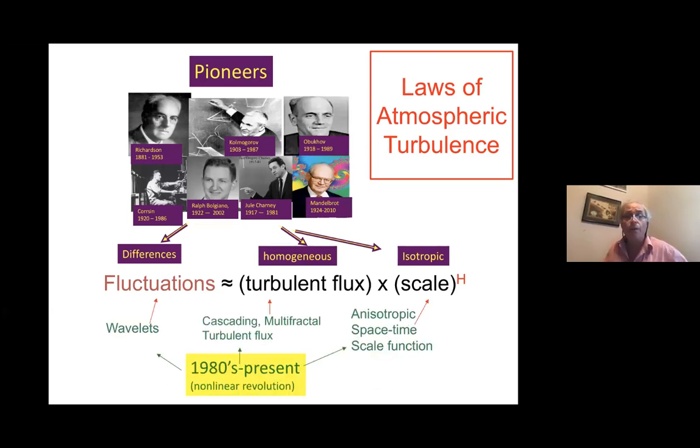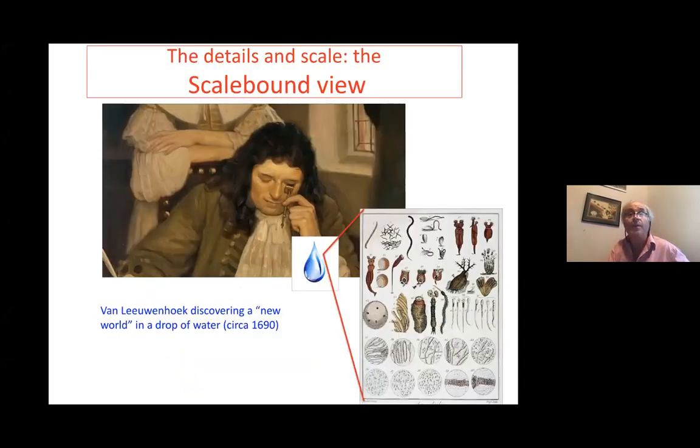But since the nonlinear revolution, all of these terms have had huge generalizations, right? So fluctuations, we now have wavelets, a whole theory that can give you an infinite number of different wavelets depending on your taste. The turbulent flux we now know could generally be a multifractal with huge intermittency generated by cascades. And the notion of scale itself has to be taken to be anisotropic. So it depends on your direction and your scale even. So huge generalizations, but that means that these laws can in fact be well applied to the atmosphere. How can we deal with these details?